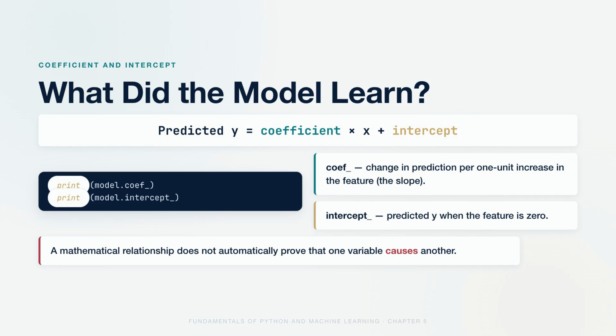However, interpretation still requires context. A mathematical relationship does not automatically prove that one variable causes another. The model describes a pattern found in the training data.